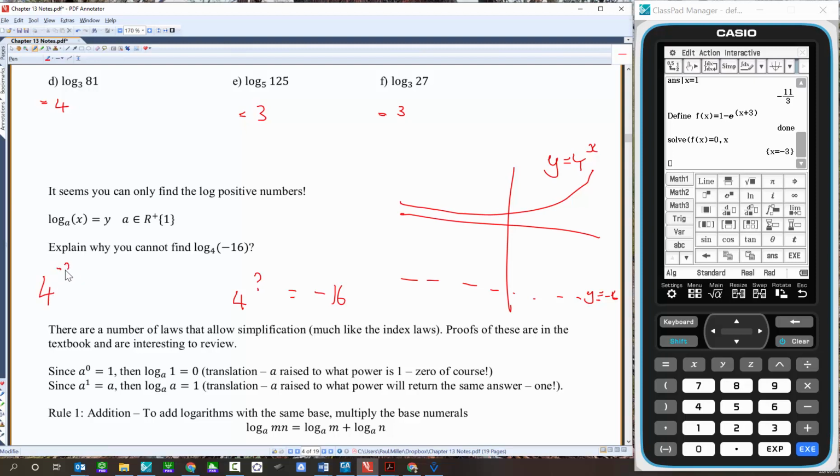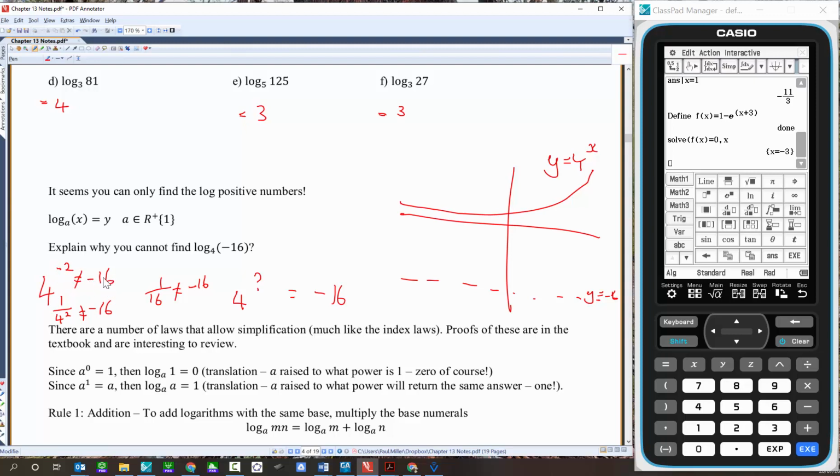Now, many students will say, well, I think you can, right? So 4 to the negative 2 will equal negative 16. Well, actually it won't, because 4 to the negative 2 is 1 over 4 to the 2, and 4 to the 2 is 16, so that's 1 over 16. And we can clearly see 1/16 can in no way, shape or form be considered the same as negative 16. So these are not equal to each other. So you're never going to find a power to raise 4 to equal a negative 16, or a negative number for that matter.